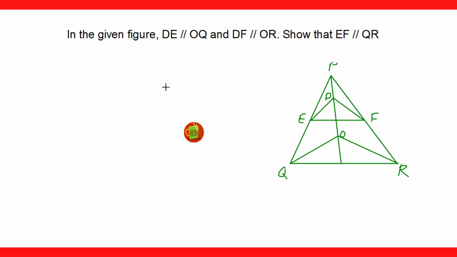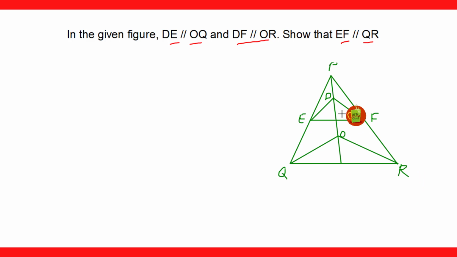Now move to the next question. In the given figure, DE is parallel to OQ, and DF is parallel to OR. Show that EF is parallel to QR. So this EF is parallel to QR, that we have to prove. Friends, it is given that DE and OQ are parallel, DF and OR are parallel, and we have to show EF and QR are also parallel.